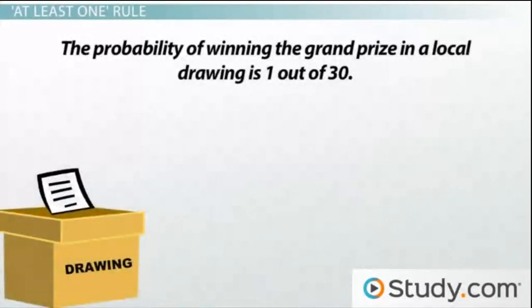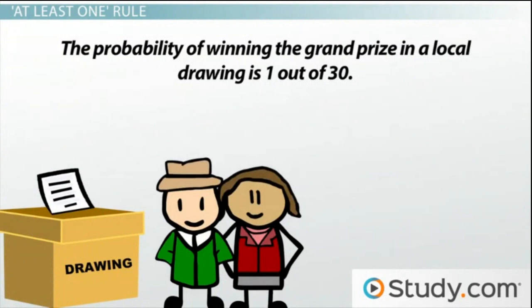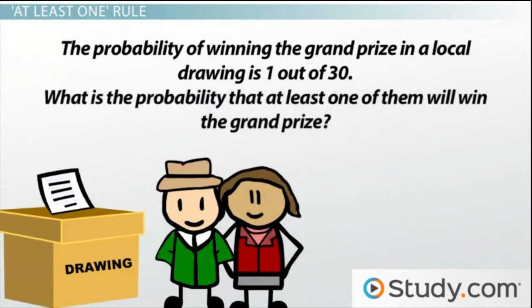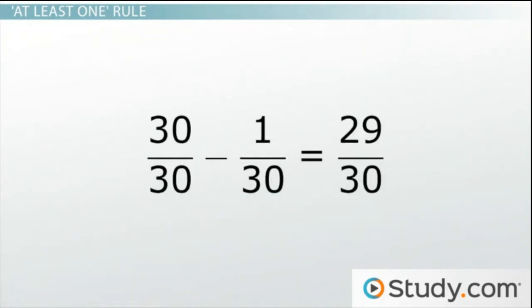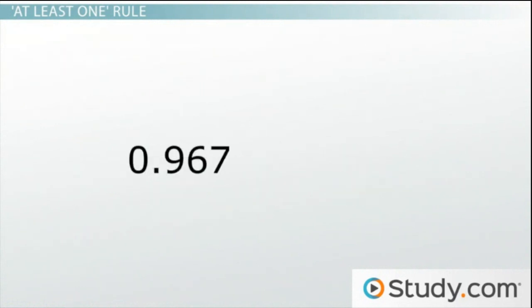For example, the probability of winning the grand prize in a local drawing is 1 out of 30. Tim and his wife Jane both bought tickets. What is the probability that at least one of them will win the grand prize? We first need to find the probability of Tim and Jane not winning the grand prize. Since the probability of one person winning the prize is 1 out of 30, the probability of one person not winning the grand prize is 29 out of 30, or 0.96.